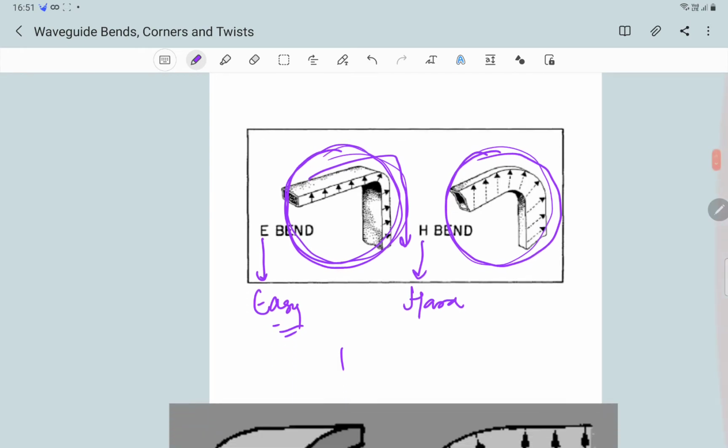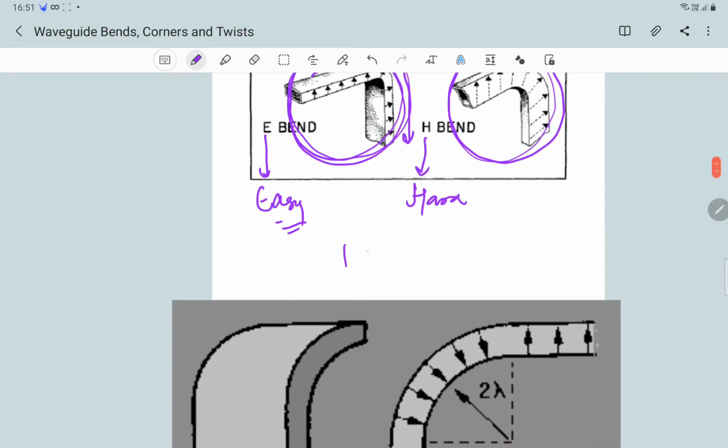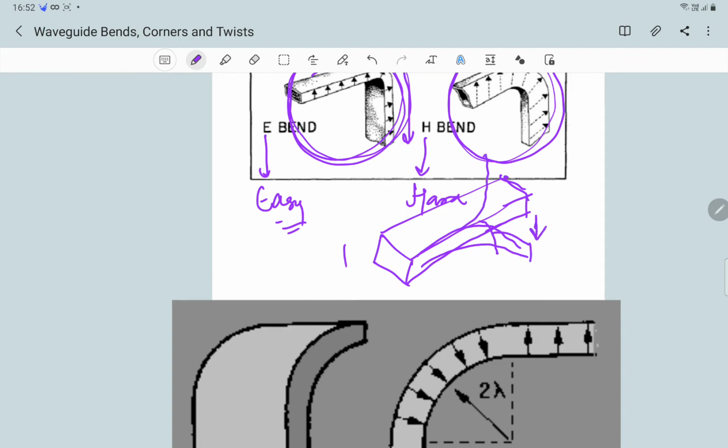All I mean is that if I have a rectangular waveguide, for example this one, it is easier to bend it either downwards or upwards. So the bend can be easily achieved. This type of bend is called an E bend.